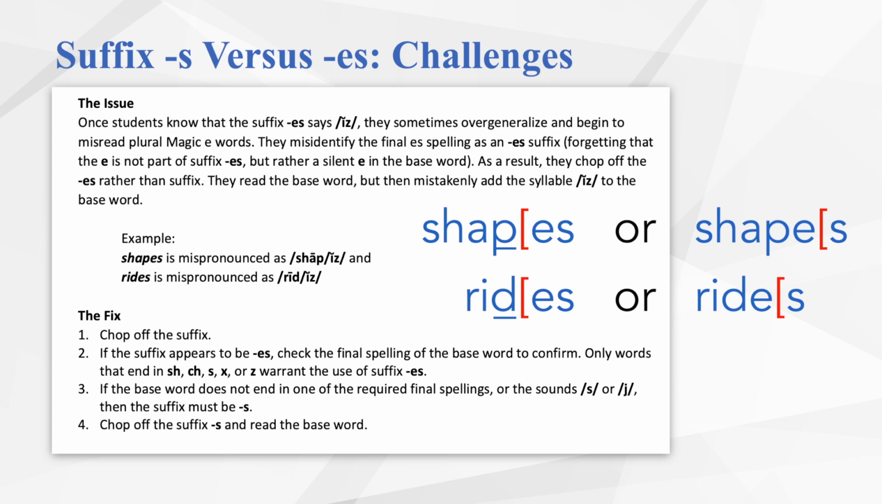Same thing in the next example. They mispronounce it as ridiz or ridiz. We're going to ask them, let's see what letter comes before ES. It's a D. Is D one of those letters that gets suffix ES added? No, it's not. So then our suffix isn't ES, it's suffix S. So let's chop that off instead. And now we see that our base word is ride. And so our word is rides.